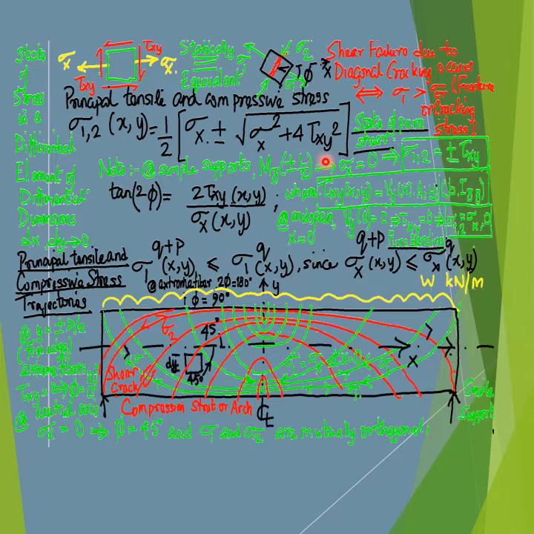That is, substituting the value of 0 for the shear stress tau xy into the well-known equation for principal tensile and compressive stress sigma 1 and 2 respectively, the principal tensile and compressive stress sigma 1 and 2 can be computed as sigma x and 0 respectively.